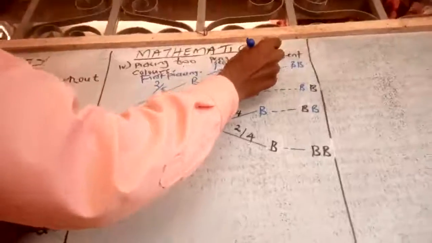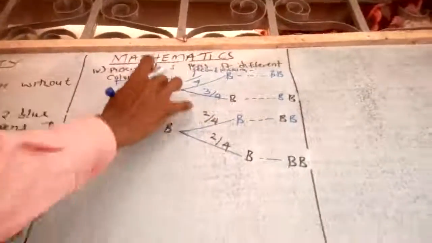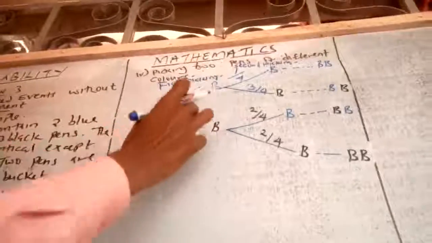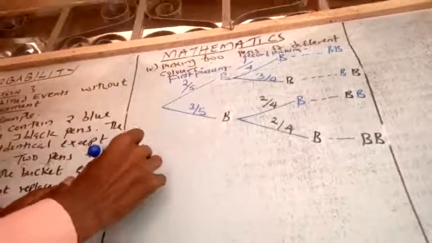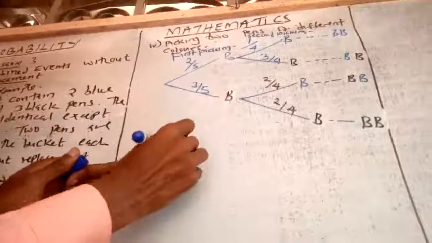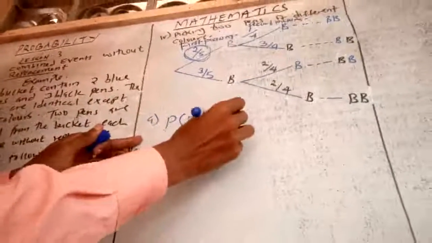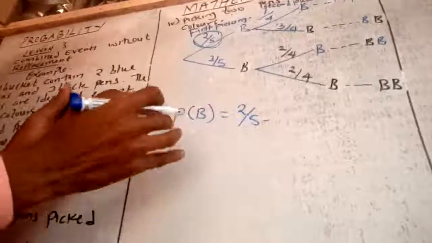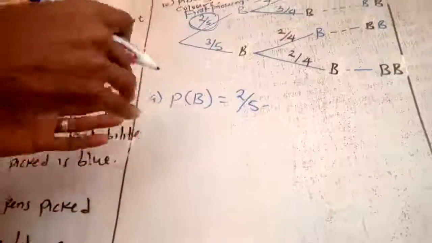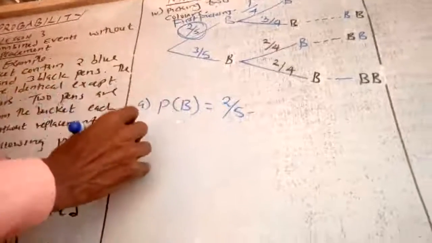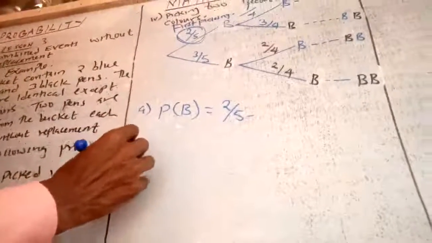As far as the first picking is concerned, I'm supposed to concentrate on the first branches. These are 2 branches here, and I'm going to say the probability of picking a blue should be given by this value here, which is 2 out of 5, because I'm told the first picked pen is blue. What about part B of Roman 1?